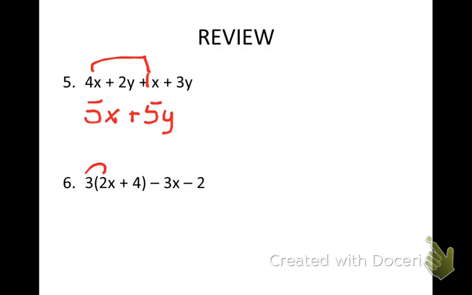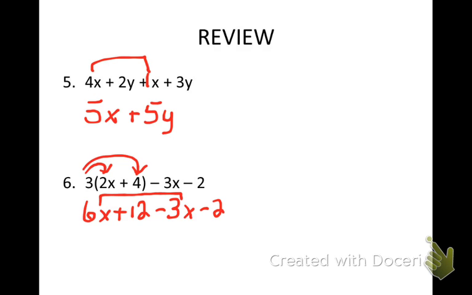On number 6, I need to distribute. Remember, take the number in front and multiply it by everything inside the parentheses. So 3 times 2x is 6x, plus 3 times 4 is 12. Nothing I can do to these yet, so I'll just write them down again. Then I'm going to combine my like terms. 6x minus 3x would be 3x. 12 minus 2 would be positive 10. Cannot put those together, so I would be done.